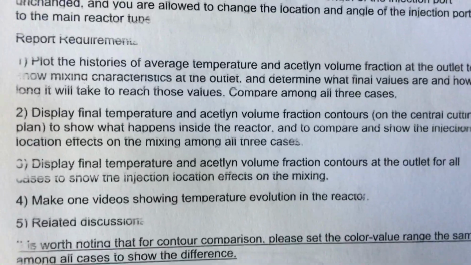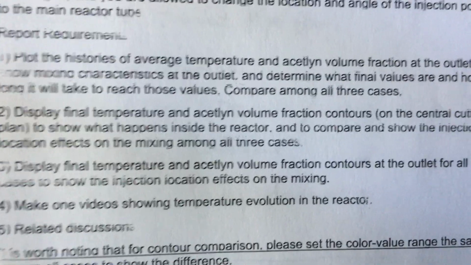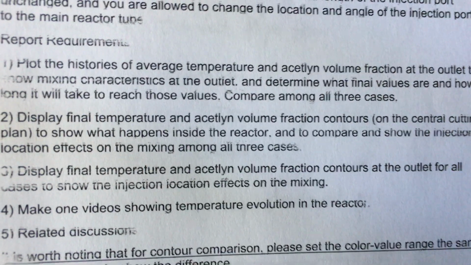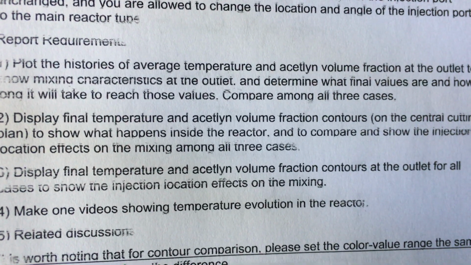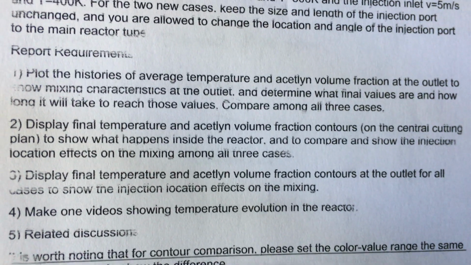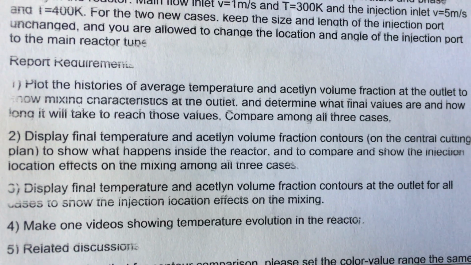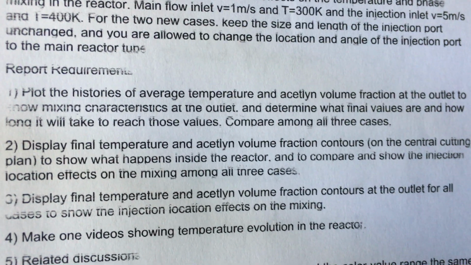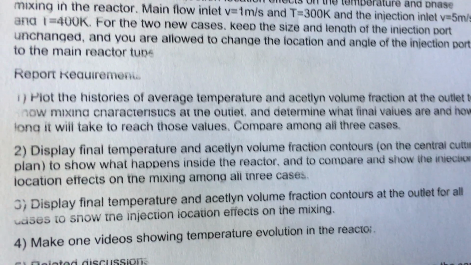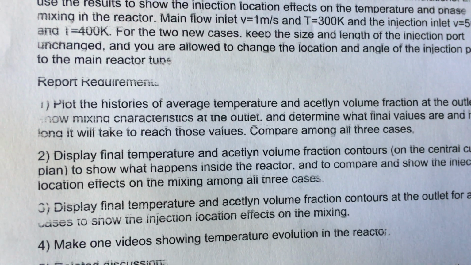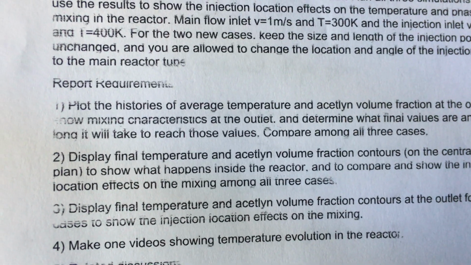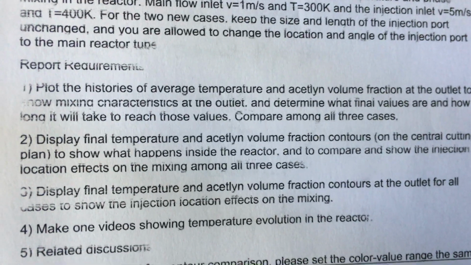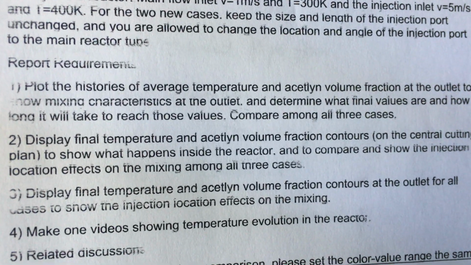So here are the report requirements: how to show the result to show that the mixing is better. I want you to plot the history of the average temperature and the acetylene volume fraction at the outlet surface. So you have to calculate the average temperature and the average acetylene volume fraction. By the way, I just want you to output the acetylene volume fraction because the other side is ethylene. So if it's 0.5, then the ethylene is also 0.5. Volume fraction, right, from 0 to 1. It's a percentage. So you output one, that should be enough.